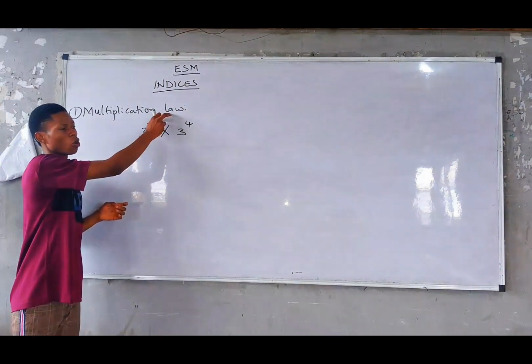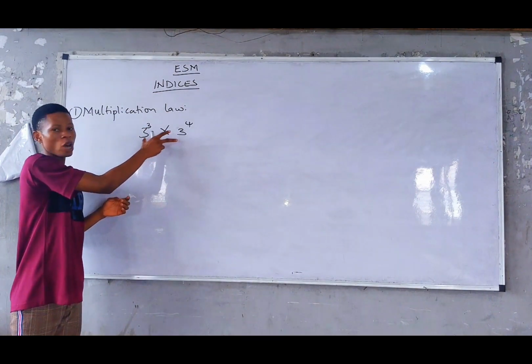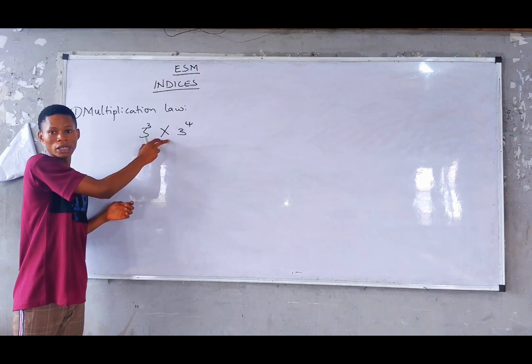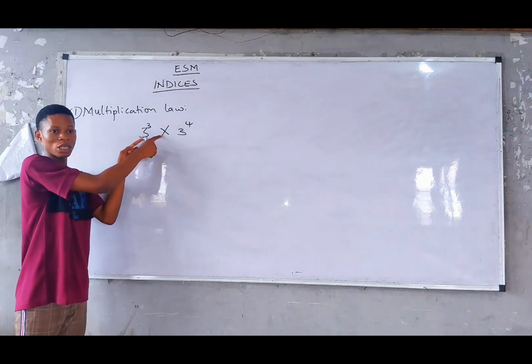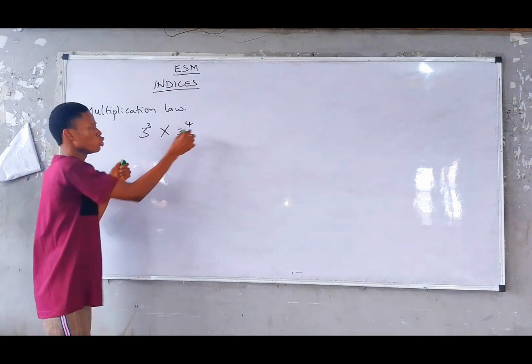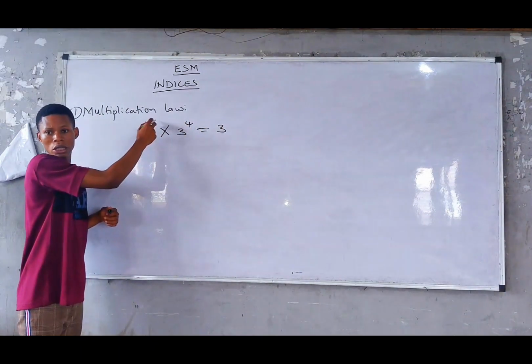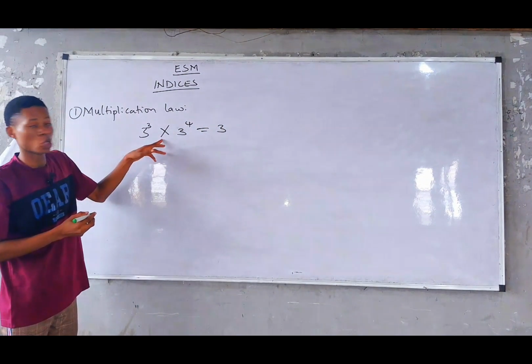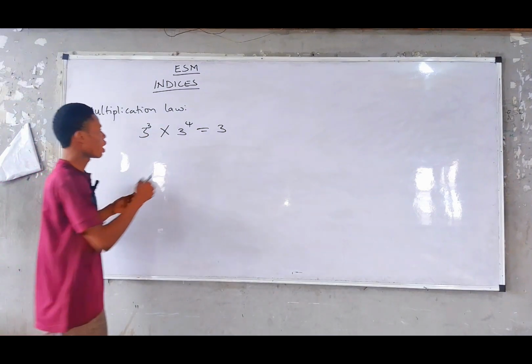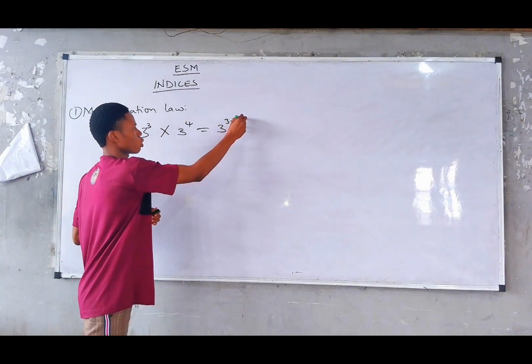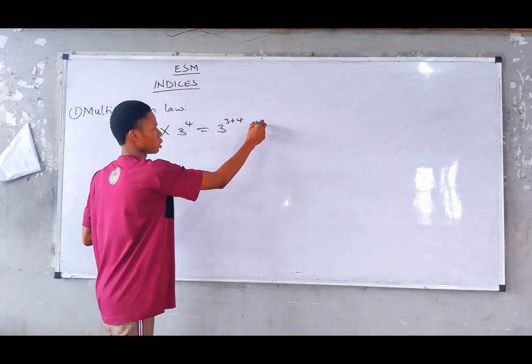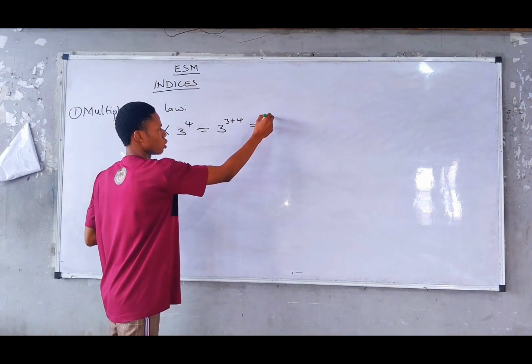Now, the multiplication law of indices states that if you are doing an operation like this, where the bases are the same and this is multiplication, you just take one of the base. And what do you do to the powers? You add the powers. If this is multiplication, you add the powers. So we have 3 plus what? 4. This will give me 3 raised to power what?